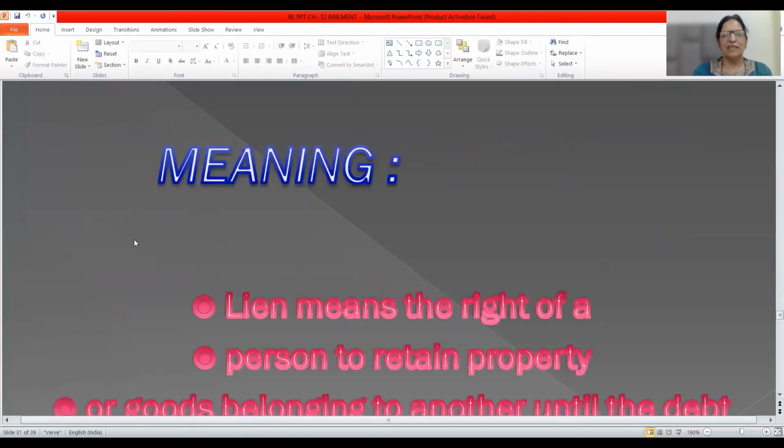So friends, I have explained all the rights and duties of the bailor and the bailee. Now I'll take up lien. Lien means the right of a person to retain the property or goods belonging to another until the debt is paid. Okay, lien, L-I-E-N. Lien can be of two types.